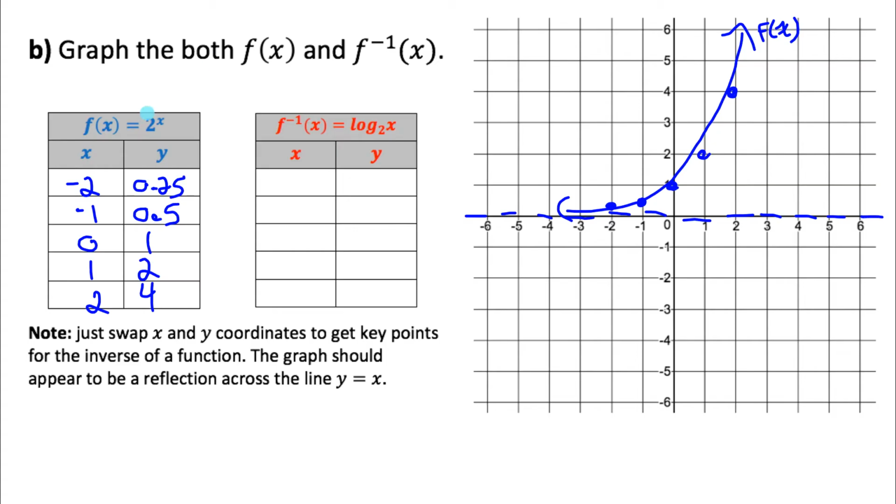And now if I want to graph the inverse, I don't have to choose points and do any more calculations. I know inverse functions just have their x and y coordinates swapped. So instead of having the point -2, 0.25, it's going to have the point 0.25, -2. And do the same for each of the remaining 4 coordinates, just swap their x and y's. So 0.5, -1, 1, 0, 2, 1, and 4, 2. And then I'll plot all of these points. And this function actually looks like this.